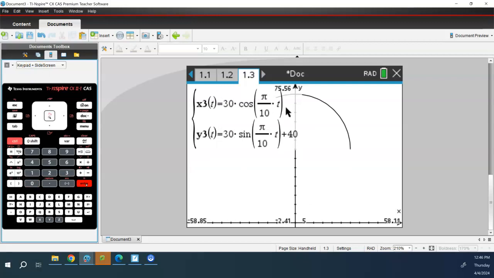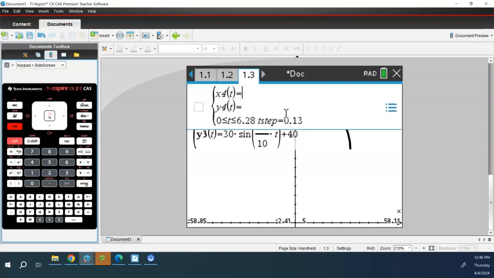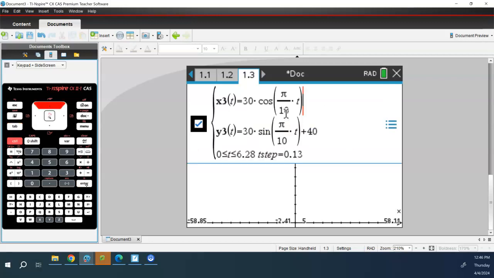Uh-oh. What happened? How come it didn't go? How come we didn't get to go all the way around? Why? What's wrong with the T restriction? Nope, not that T restriction. How many seconds is this ride going?